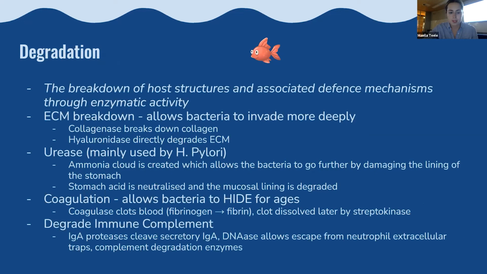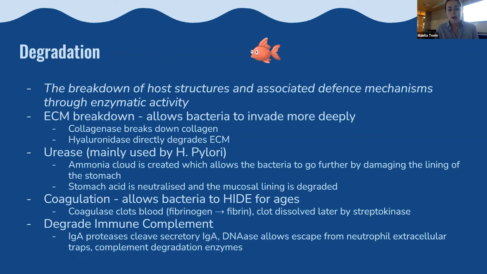So next up we have degradation. This is how the bacteria start to break down host structures and their defense mechanisms, and usually this is through enzymatic activity. First of all, we've got the extracellular matrix breakdown. This allows the bacteria to invade the host cell more deeply. The collagenase breaks down the collagen, and the hyaluronidase directly degrades the ECM. Both of these enzymes work together to degrade the extracellular matrix and really allow it to invade deeply.